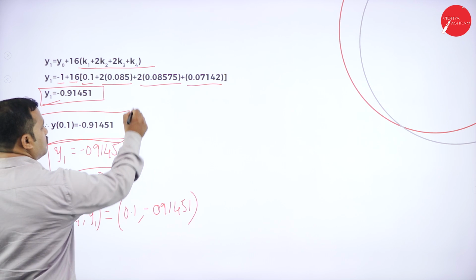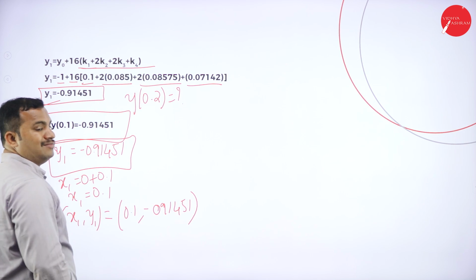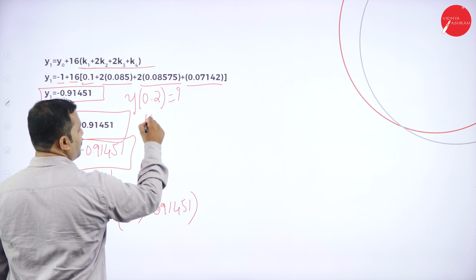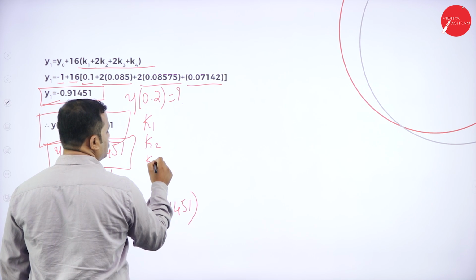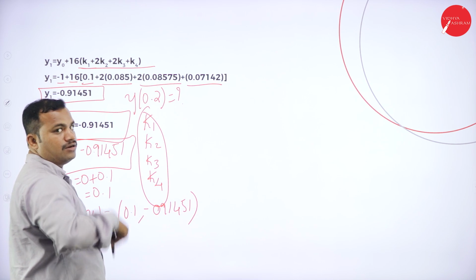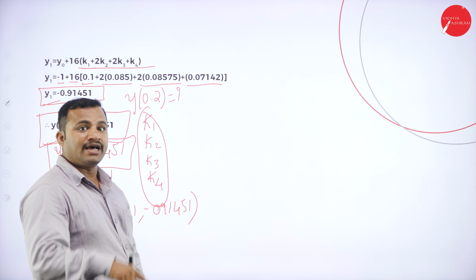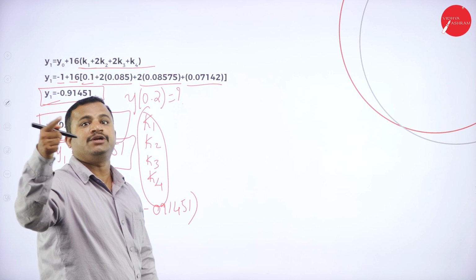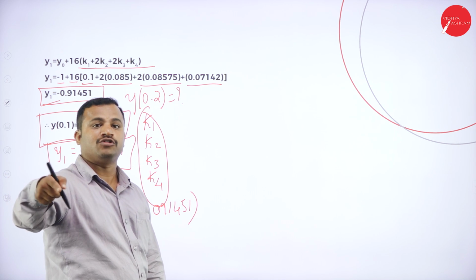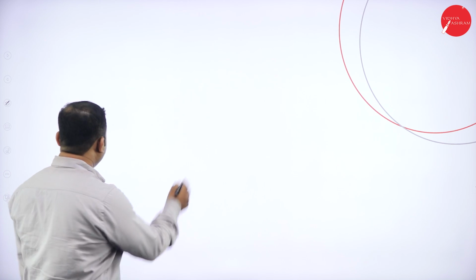What is the value of y2? That means y of 0.2 is equal to what? This is going to be determined by considering the value of k1, k2, k3, k4, then substituting these values into that equation. That is y2 is equal to y1 plus 1/6 times k1 plus 2 times k2 plus 2 times k3 plus k4. That gives me the value of y2. That is y of 0.2. Let me show you that.